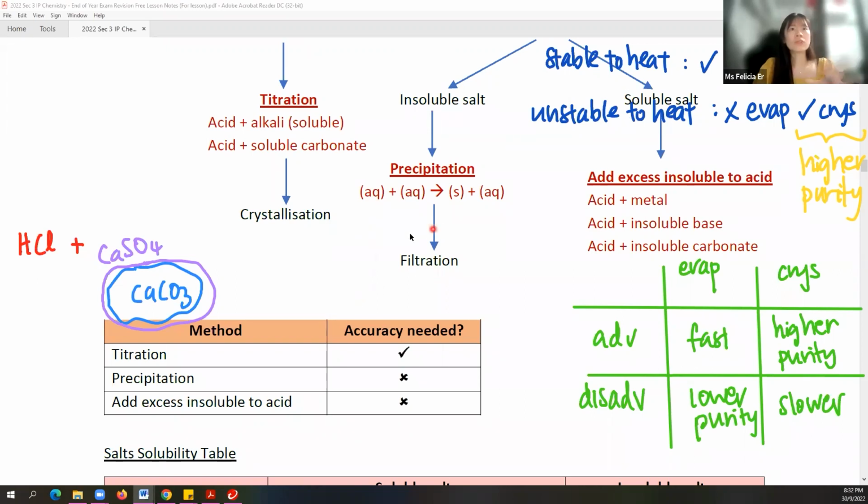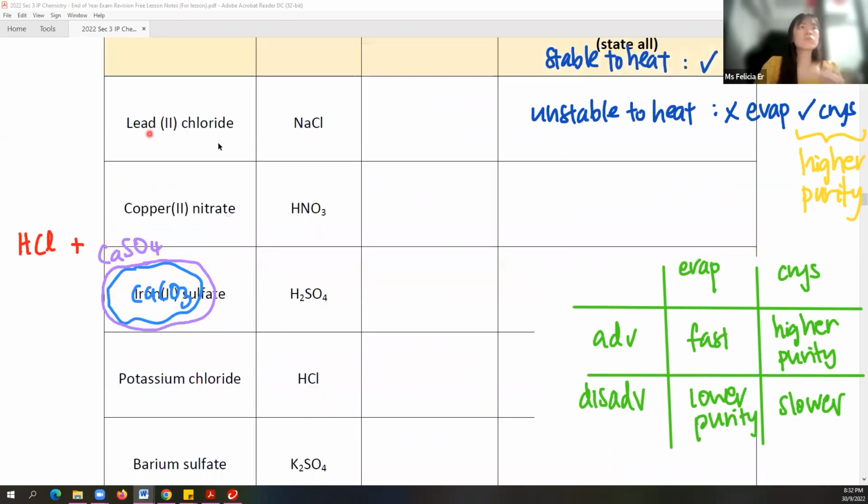Because once they ask you a question, outline the procedure in preparing, maybe this time around preparing lead 2 chloride salt. So once they say outline the procedure, first step, of course, you need to identify which method first and what are the reagents. Then you have to really regurgitate what you memorized from the notes. Step 1, step 2, step 3, step 4. So please continue to memorize from your school notes step 1, step 2, step 3, step 4 for the 3 methods.